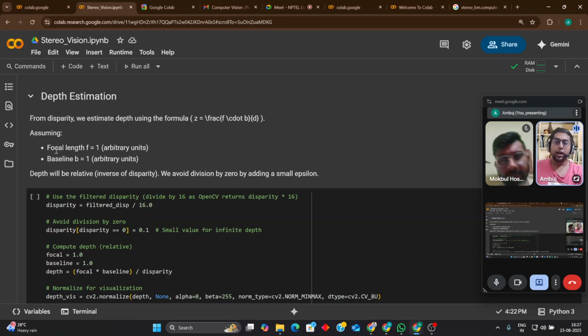Okay, I assumed focal length as 1. Here I have assumed it, but in case of your practical applications, you have to use a function to calculate this focal length and baseline in real time. Then only you would be able to perform this depth estimation in real time. So for the sake of clarity, just for explaining to you, I have written this focal length f equal to 1, baseline b equal to 1. I have assumed it, but this is not the end.